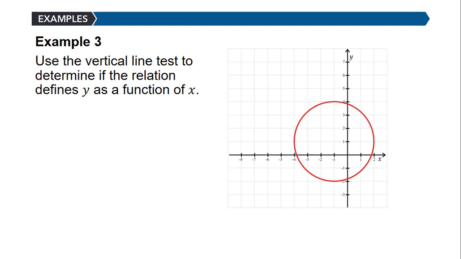So let's look at this example. We have to use the vertical line test to determine if the relation defines y as a function of x. We have the graph of a circle given. When I'm thinking about whether this circle represents a function, I can draw a vertical line through the circle. When I draw it through the circle, notice that I'm going to hit 2 points of the graph. So this vertical line touching more than one point tells me that this graph is not a function.